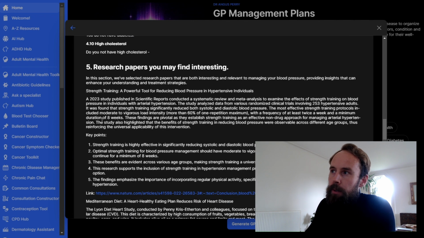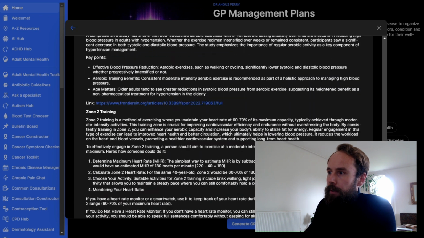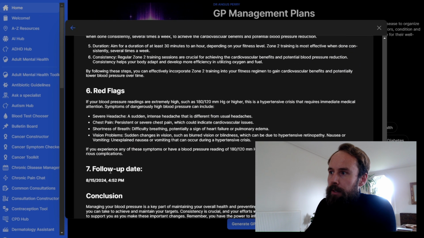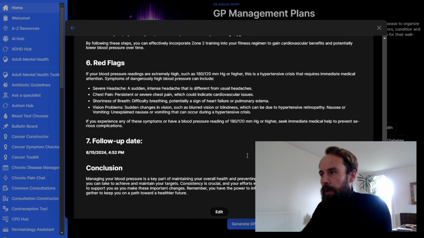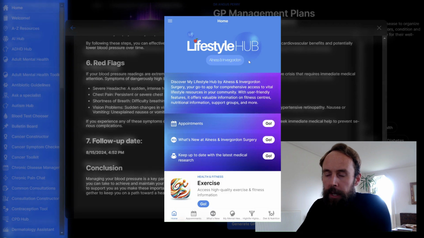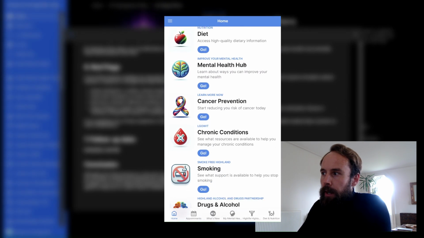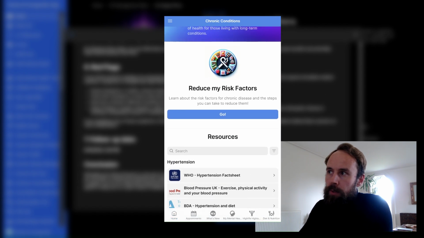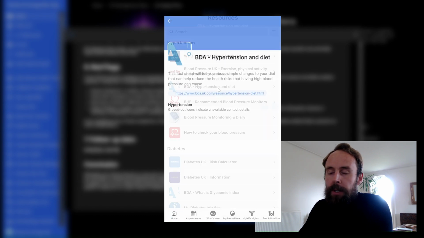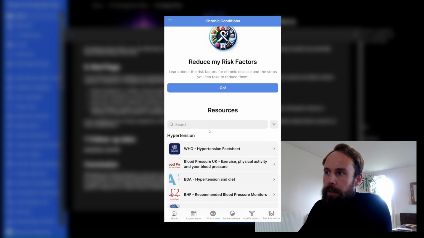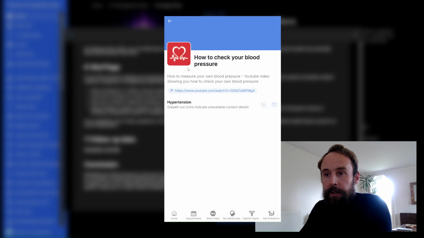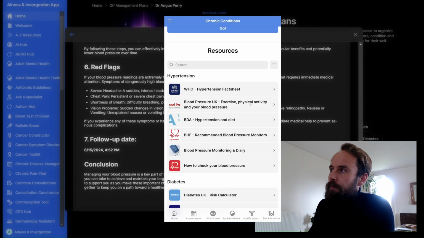So it's taken those papers and it's summarized them and given the key points as well as a link for them to do their own reading. And then, of course, you've got the red flags and a follow-up date and a conclusion. So a lot of these resources are actually available on the My Lifestyle Hub, which is the patient app, which is linked to this app. So they can get all these resources via that. They can obviously go on the websites themselves, but the resources are all plumbed in to the application as well. And of course, all the scientific papers are there as well if they want to read it on the application.